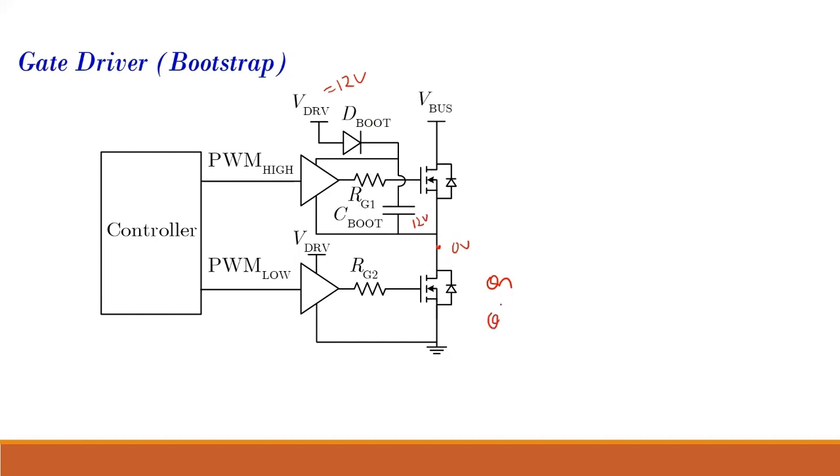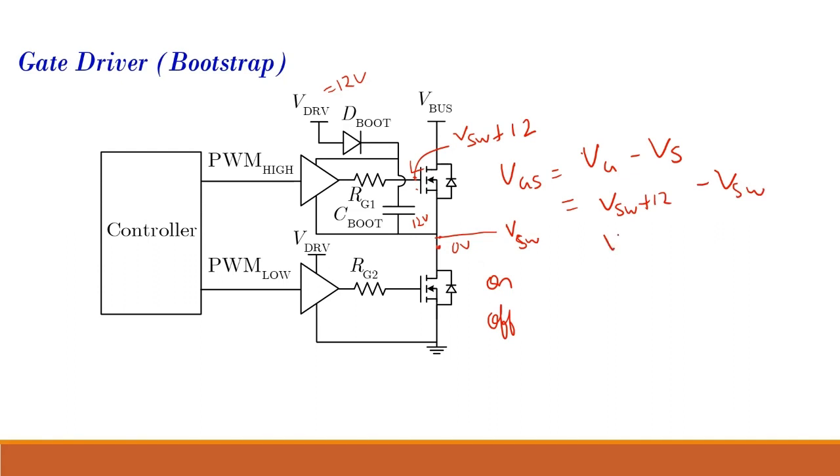Then when this MOSFET is turned off, this is no longer at 0 volt. It is some value, assume it is VSW. Then if I want to turn on this MOSFET, I need to apply over here a voltage which is VSW plus 12, so that my VGS, which is equal to my gate voltage minus my source voltage, with gate voltage VSW plus 12 and source voltage VSW, will effectively be 12 volt.